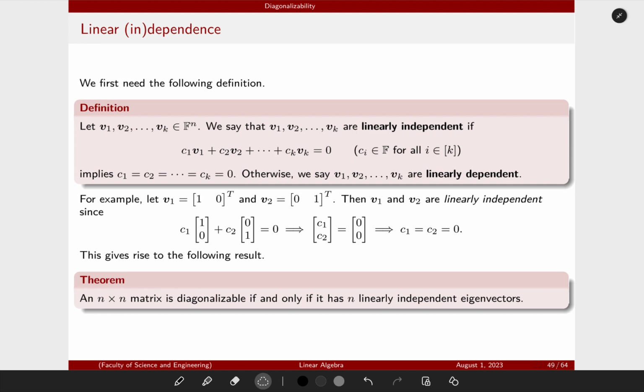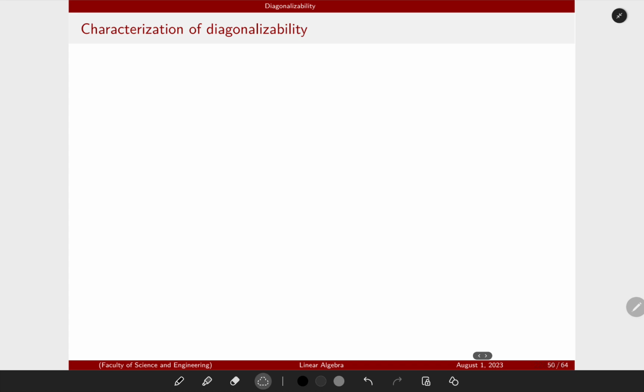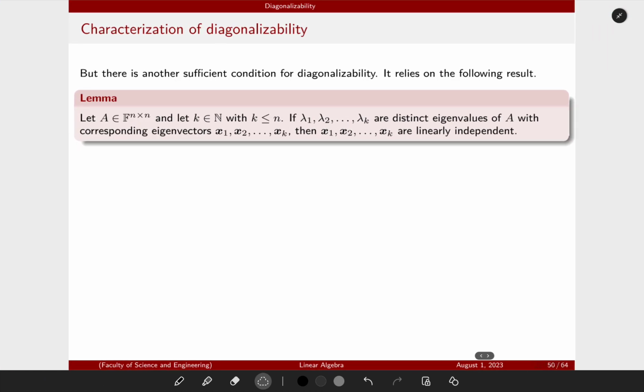A square matrix is diagonalizable if and only if it has n linearly independent eigenvectors. So if you look at all its eigenvectors and multiply them by these scalars and set it equal to 0, and you find that this implies that all of the scalars are 0, then the matrix is diagonalizable. And similarly, if the matrix is diagonalizable, it is true that taking its eigenvectors and multiplying by some scalars, it immediately follows that the scalars must be 0. So this gives a characterization of diagonalizability, and actually another characterization of diagonalizability.